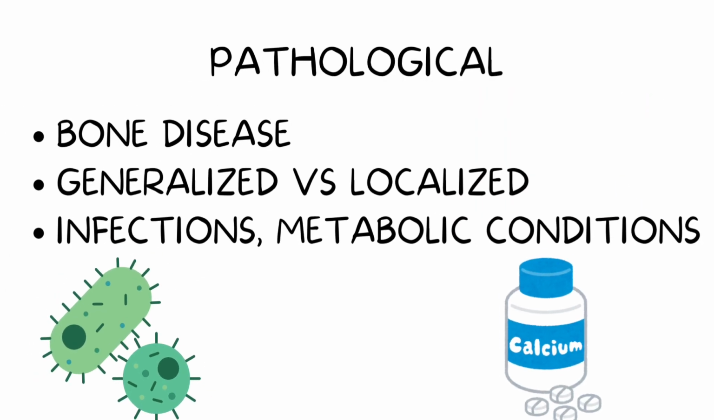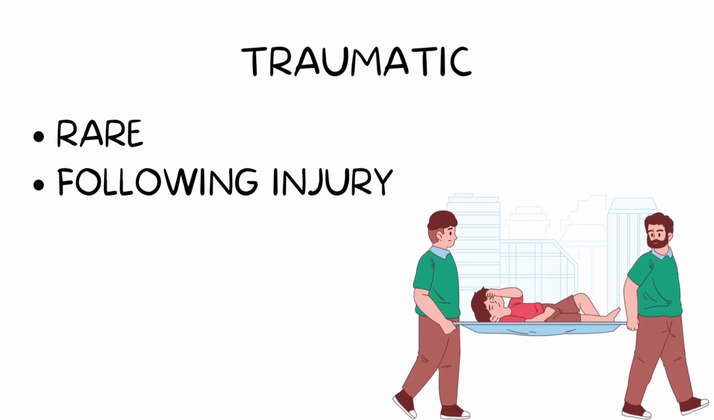Pathological type is the type of listhesis which occurs when the spine elements are damaged by an underlying pathology. It can be a generalized pathology in the body or a localized pathology in the spine. Examples are infections like Pott's spine, metabolic conditions, and even tumors like vertebral metastasis. Traumatic type is quite rare, which occurs following injury to the spine.